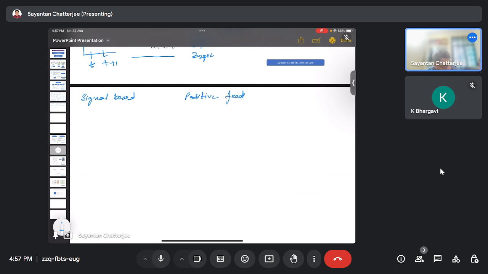Positive feedback based. So in the signal based mode of operation, disturbance signals are being injected. Okay, so mainly we inject a disturbance signal.